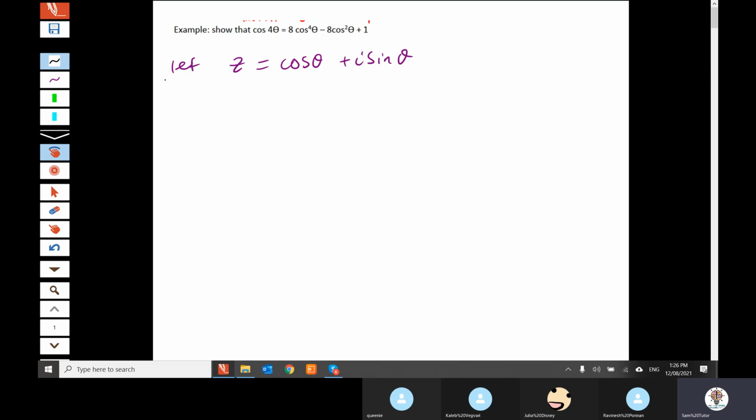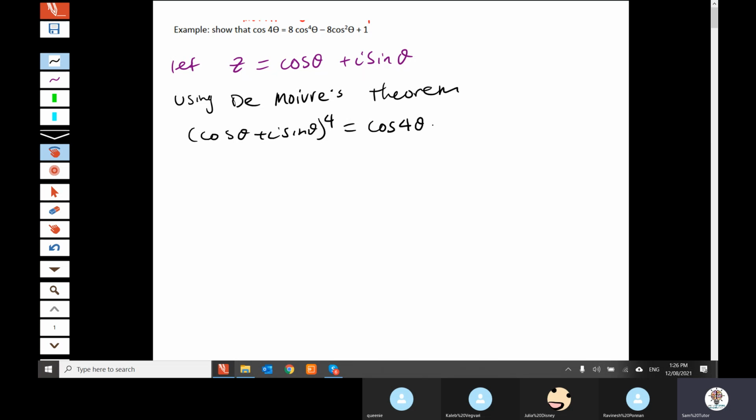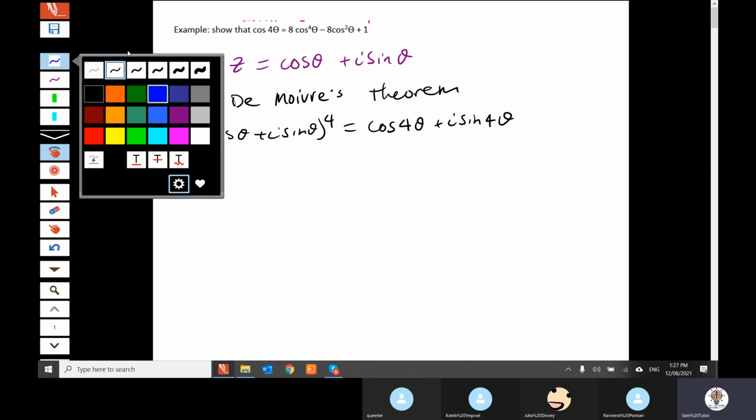So now we're going to go using de Moivre's. You have to actually write that. Using de Moivre's theorem, cos theta plus i sine theta to the power of 4 equals cos 4 theta plus i sine 4 theta. Any questions there, Julia?